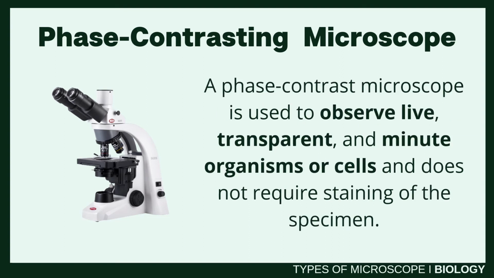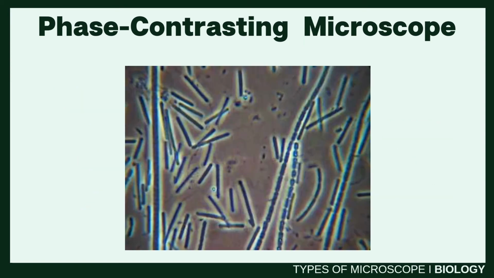This microscope is essential when observing live, transparent organisms or cells visible only in minutes. One of the advantages of the phase contrast microscope is that it does not require staining of the specimen before viewing. This is an image of a sample specimen observed under a phase contrast microscope.